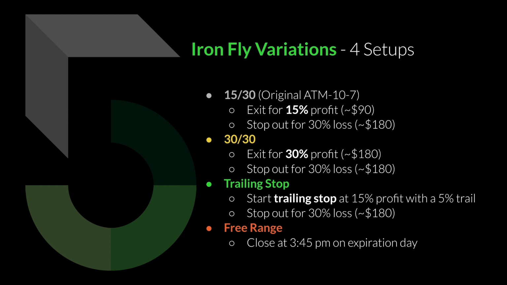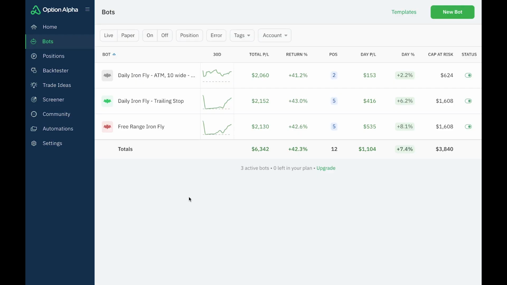So right now, all of these are going to be trading in paper money. All right, so here we are in Option Alpha, and this is my bot tab right here. And you can see I have these 3 bots right here. Now, I know there are 4 variations, and I can't put 4 variations in the current plan that I have. I can only have 3 in my bot library, but I'll show you how I'm tracking that 4th one.